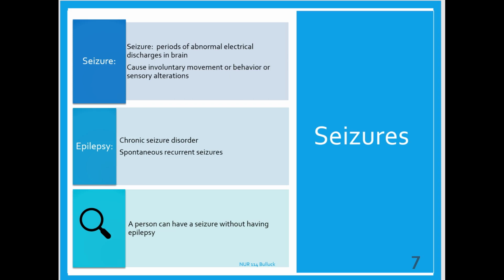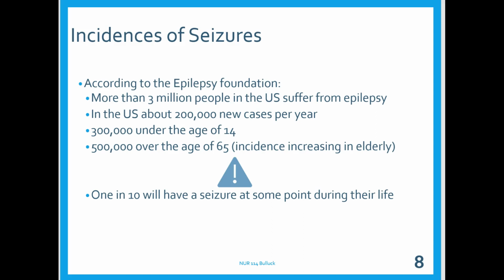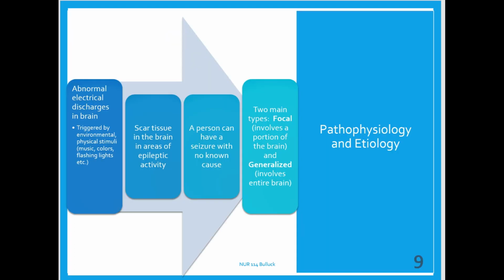A person can have a seizure without having true epilepsy. There are febrile seizures and there are other seizures, but we don't really get into that in this content. The incidence is high. 1 in 10 people on Earth will have a seizure at one point in their life.